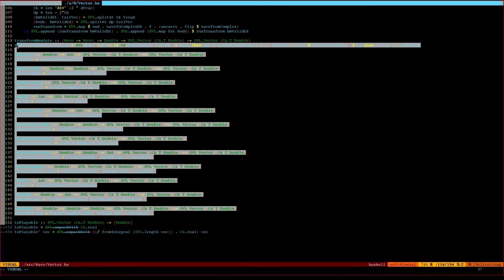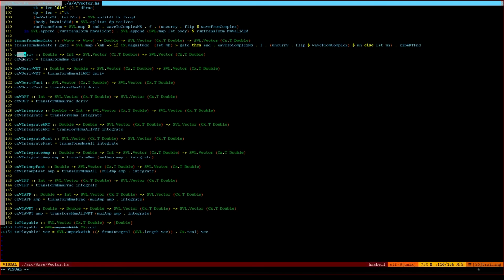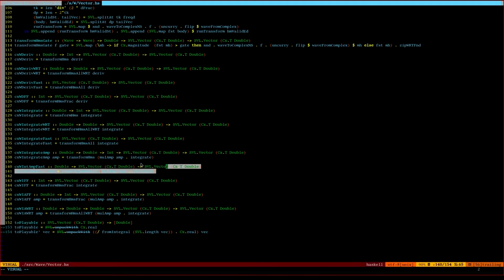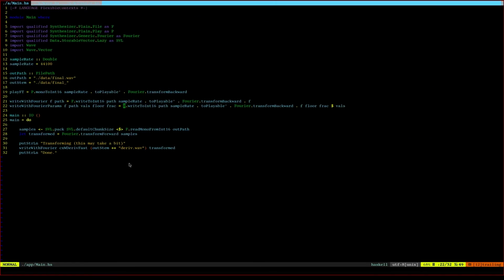These are all the different versions of the functions: derivatives, integrals, and then the amplitude multiplier here is just so you can get audible signals back out of the integral, because when you do that, you're dividing by incredibly large values. And then this is just the actual implementation.